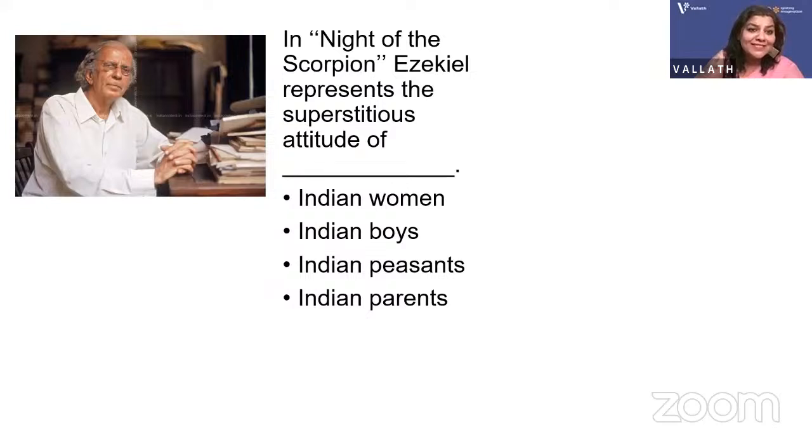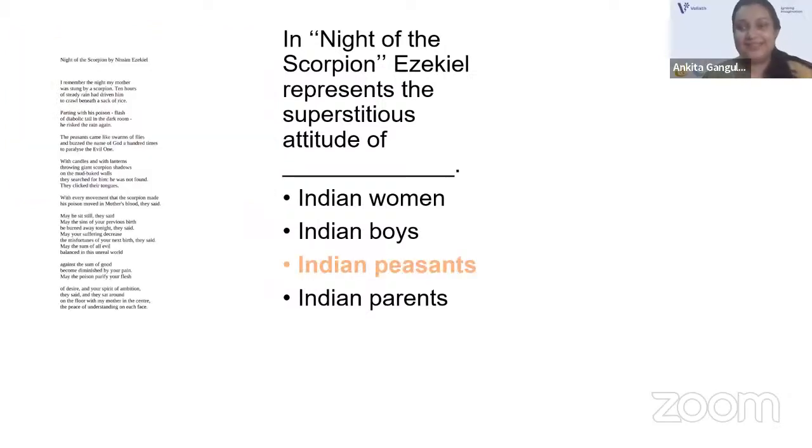Got that right. In Night of the Scorpion, Nissim Ezekiel represents the superstitious attitude of Indian women, Indian boys, Indian peasants, Indian parents. Is it boys, Ankita? It's Indian peasants. They thought the woman had got possessed and they were almost trying to ward off the devil. So it shows their superstition and skepticism. Indian peasants, yeah, the Indian villagers. Thank you, Ankita. I was thinking it is Indian boys.